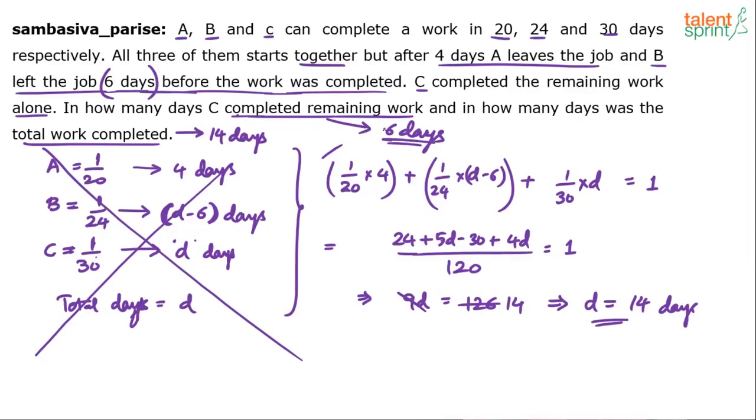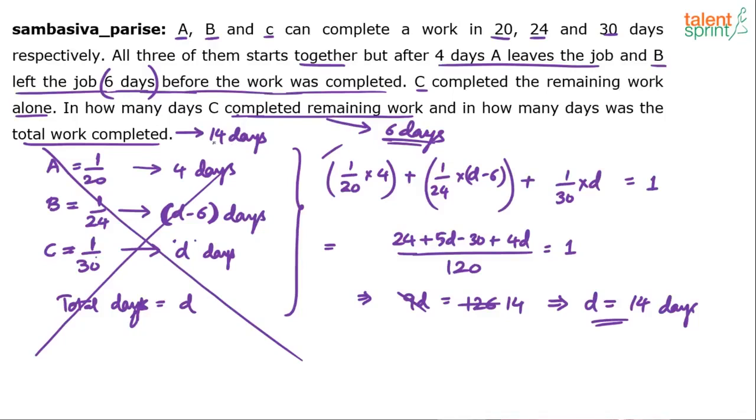50% of the marks are already there. Nobody has observed this. C completed the remaining work in 6 days. Because for the last 6 days, C was working alone. B left 6 days before the completion, right? Meaning for the last 6 days, there was nobody other than C. So C completed the remaining work in 6 days. And in how many days was the total work completed? 14 days, which is available here.